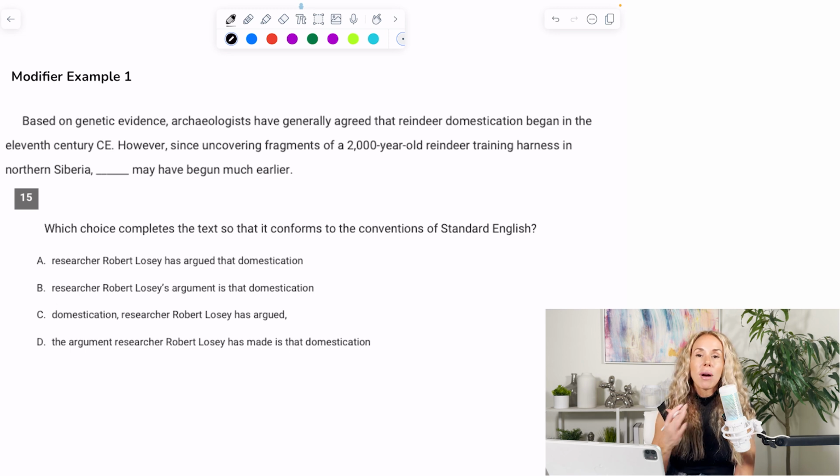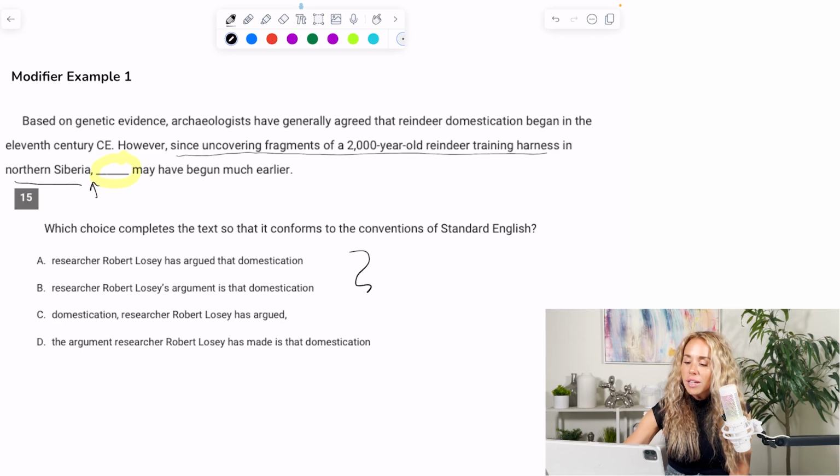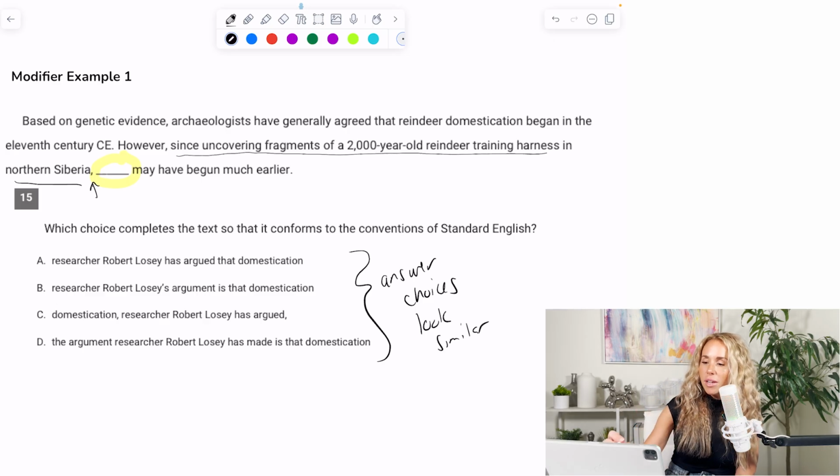You will know you're on a modifier example because you'll notice there will be a blank right after a comma. And if it sounds like it's leading into something or introducing something, you're definitely on a modifier question. You'll also notice the answer choices look similar, right? Like what they do is they make them all worded similarly to each other, but the first word is different.